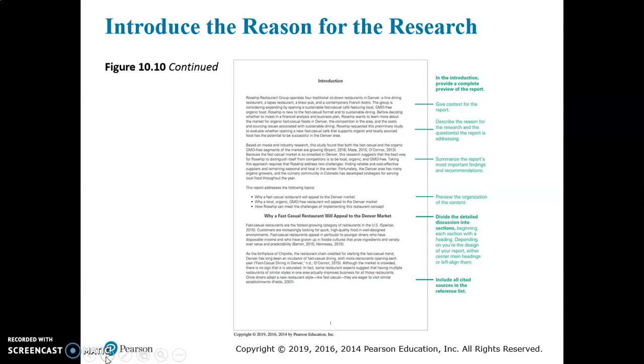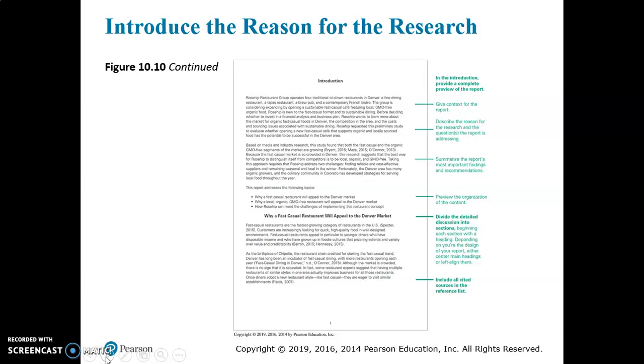Here's the introduction. Now, the introduction does a couple of things. It gives the context for the report. It describes the reason for the research, and it talks about the questions the report is addressing. In this case, we're talking about what the appeal might be if this type of restaurant comes in, and other key questions that we're going to get to in just a second. So the first paragraph gives the context and describes the reason for the research.